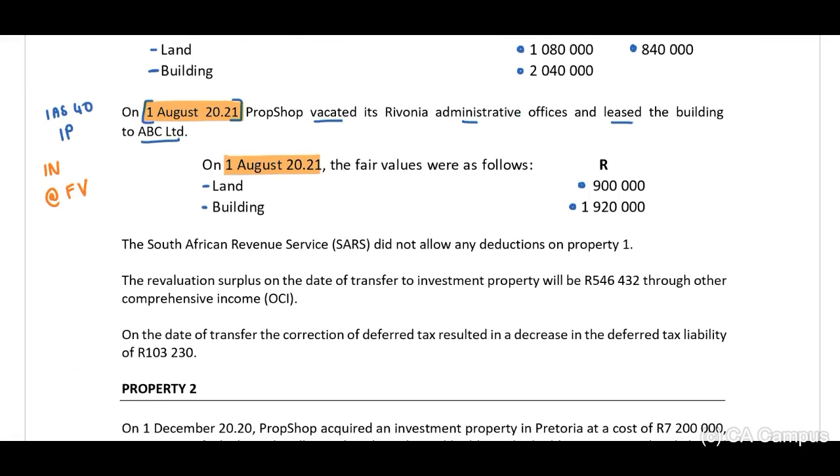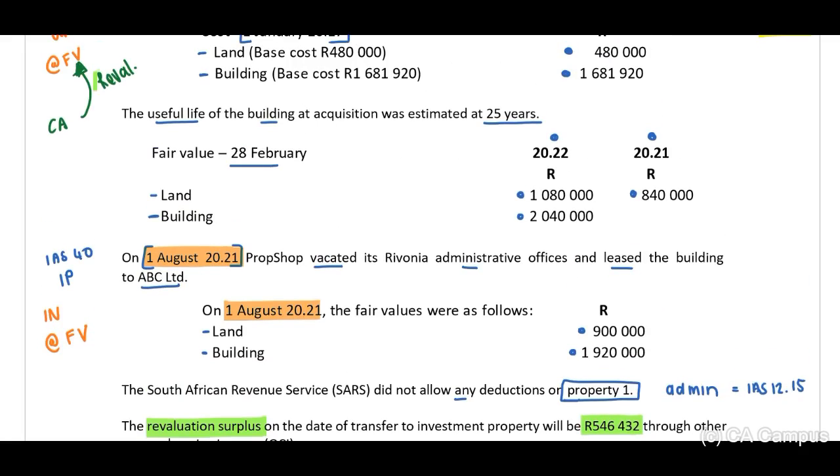Right. Then, the South African Revenue Service did not allow any deductions on property 1. We're able to identify that this is an administrative property. Therefore, think about IAS 12, the 15 exemption. The revaluation surplus, look at this, on the date of transfer to investment property will be 546,432, through OCI. Therefore, guys, that indicates to us what this revaluation surplus is. But you should be able to calculate this as well.